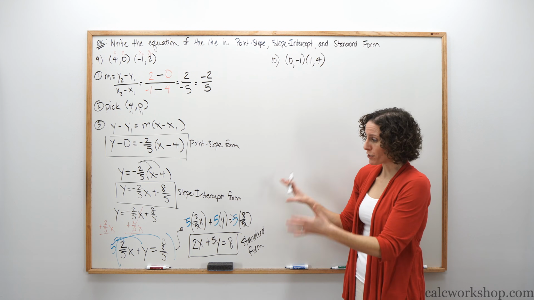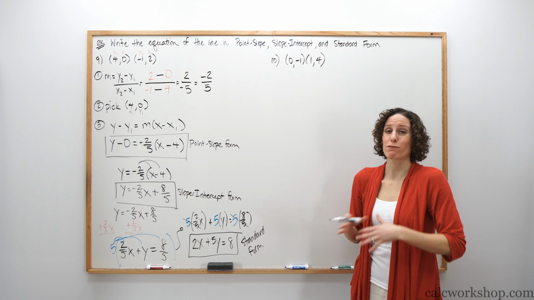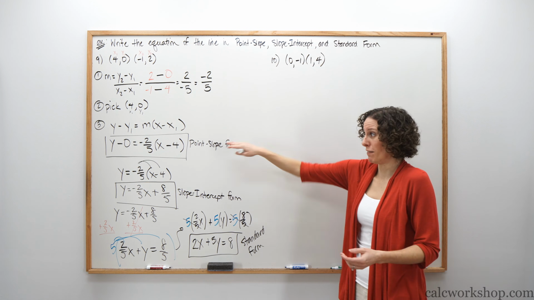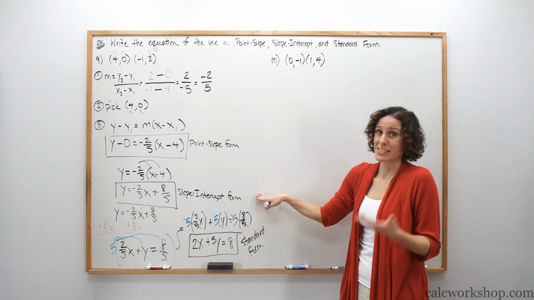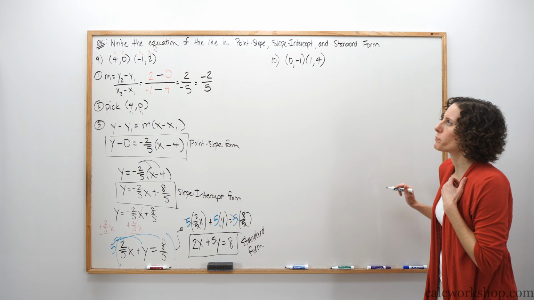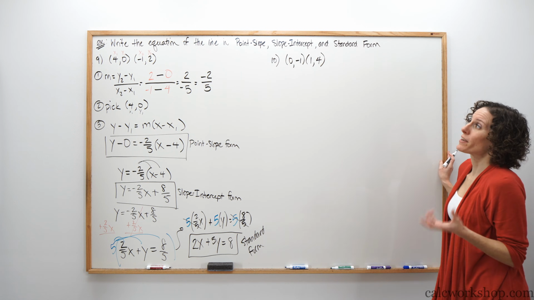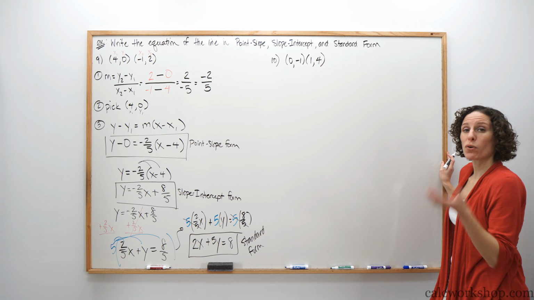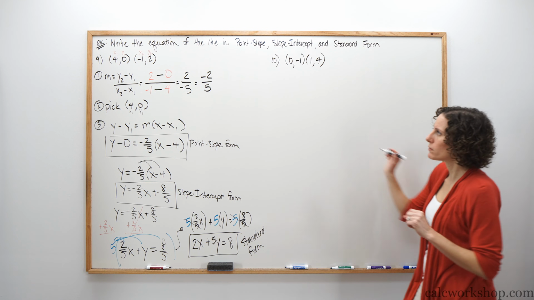And so we've now walked ourselves through how do we write an equation of a line for all 3 different forms. Again, this one's the easiest, second easiest, maybe a little bit harder. So now, question number 10. We have the point 0, negative 1, and then the point 1, 4. The first thing we got to do, find the slope.